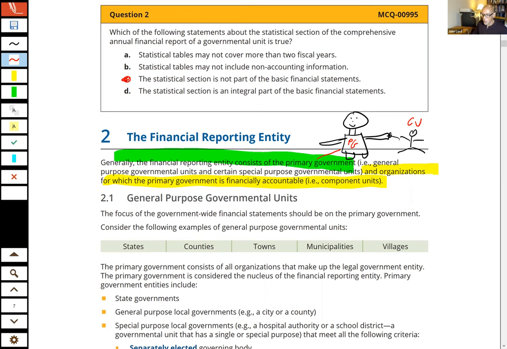So the primary government is the parent. The component unit is the child, right? Are parents financially accountable for their children? Try having one and tell the government you're not financially accountable for them and see what they tell you. So primary government and component unit are entities for which the primary government is financially accountable.